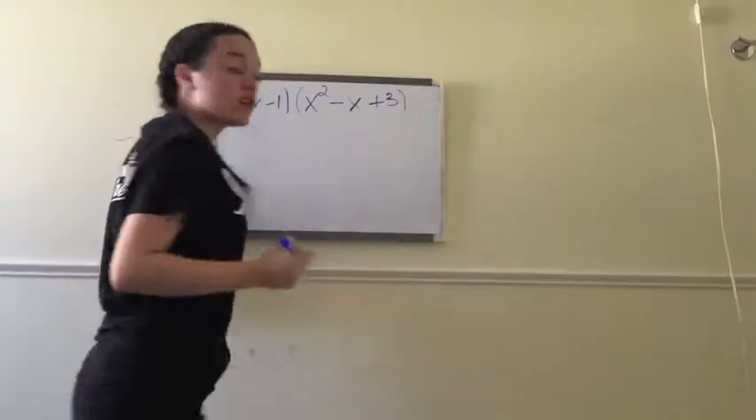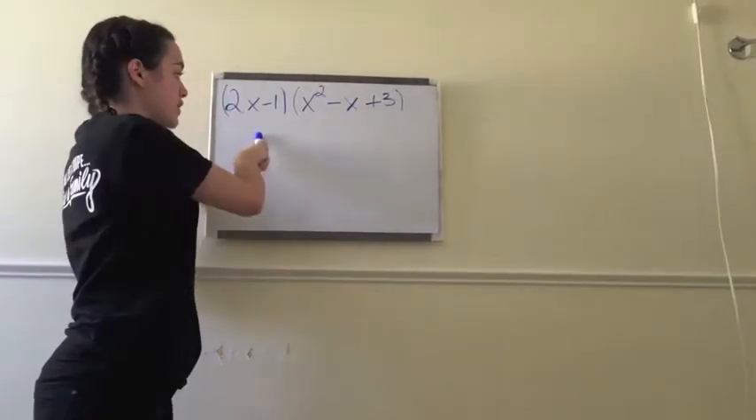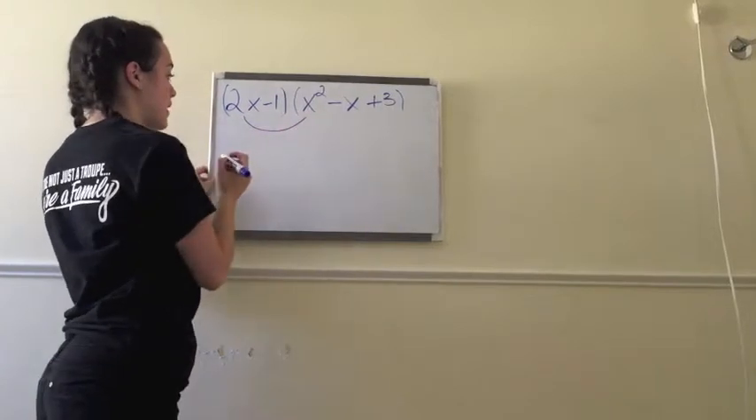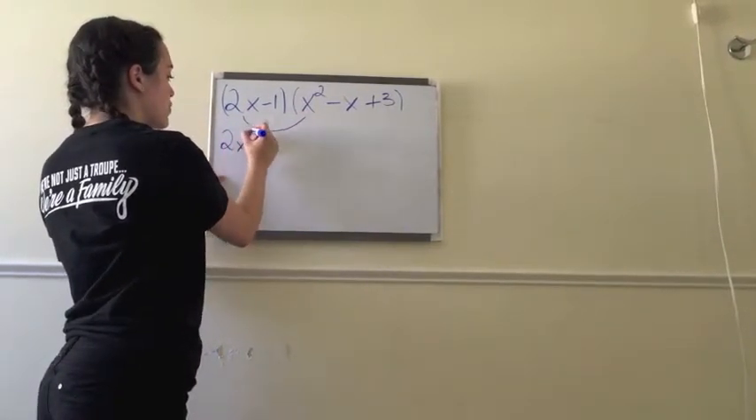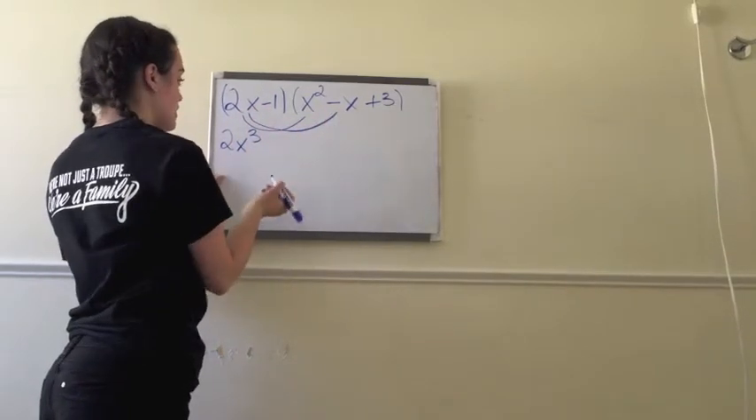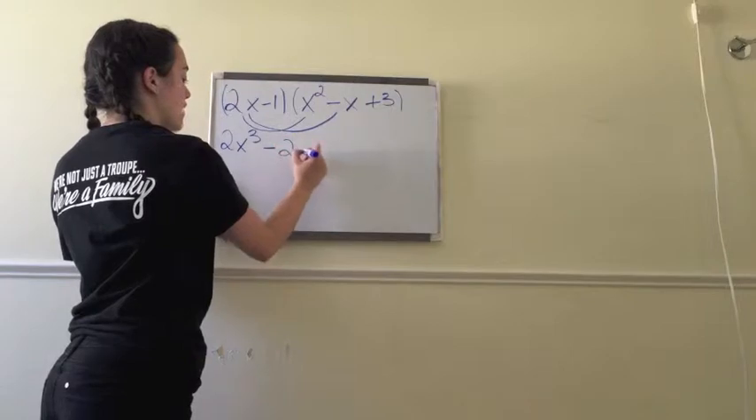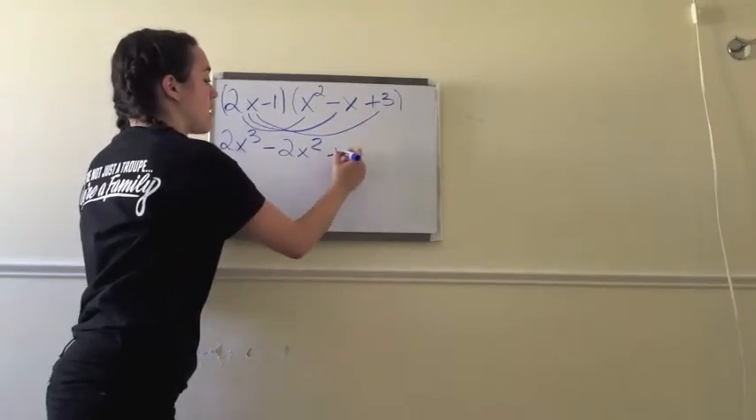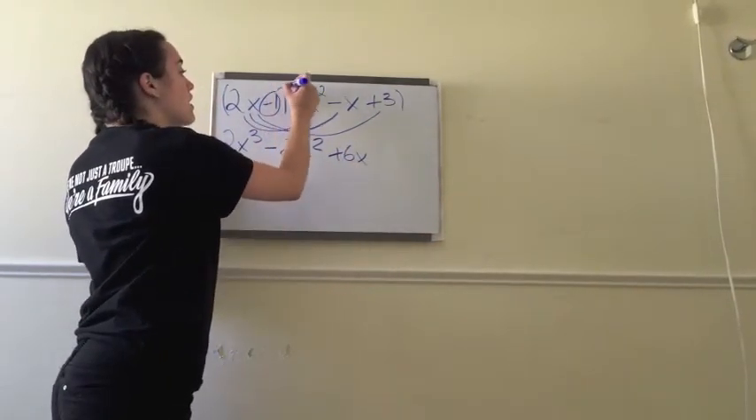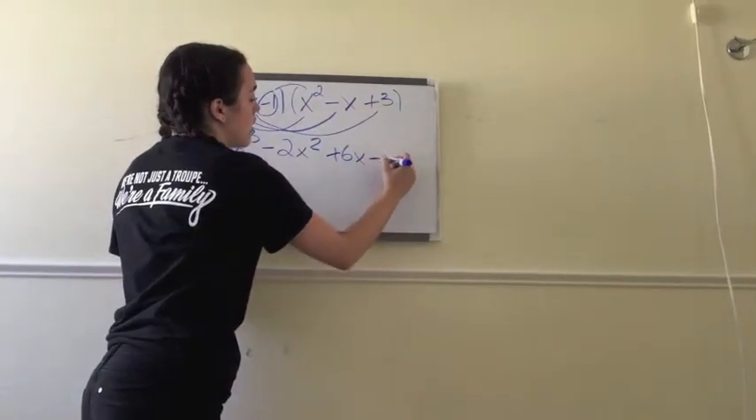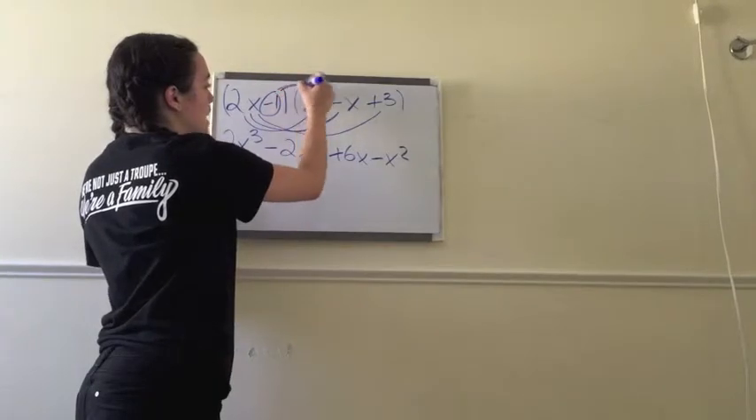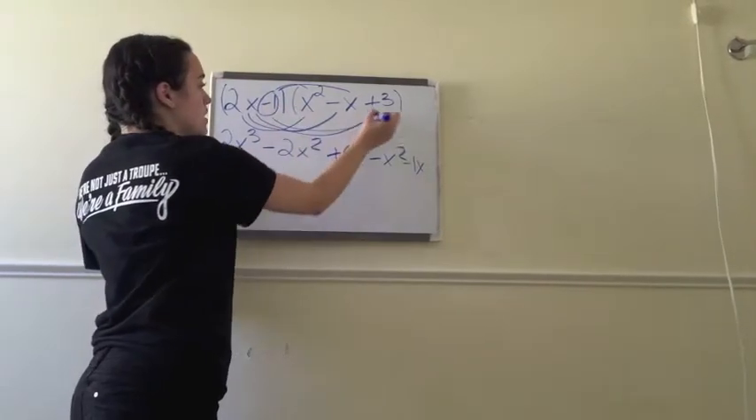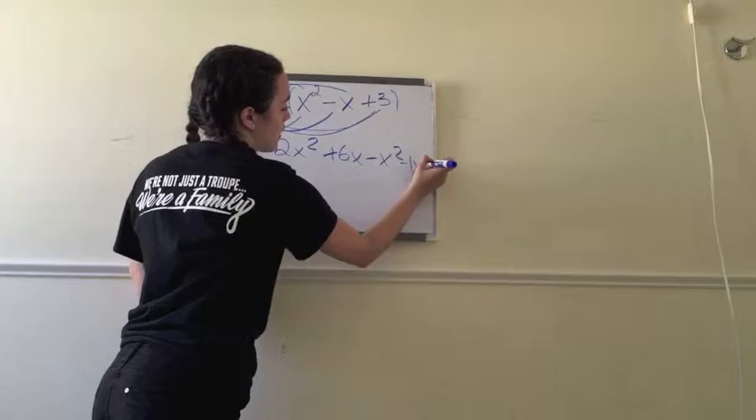Alright, so when multiplying expressions times each other, you have to make sure that you get every single one. So the first thing you're going to do is 2x times x squared, which is 2x to the third, then 2x times negative x, which is going to give you negative 2x to the second, and then 2x times 3, which is going to be positive 6x, and then negative 1 times x squared, which is going to give you negative x squared, and then negative 1 times x, which is going to give you negative 1x, and finally negative 1 times 3, which is going to give you negative 3.